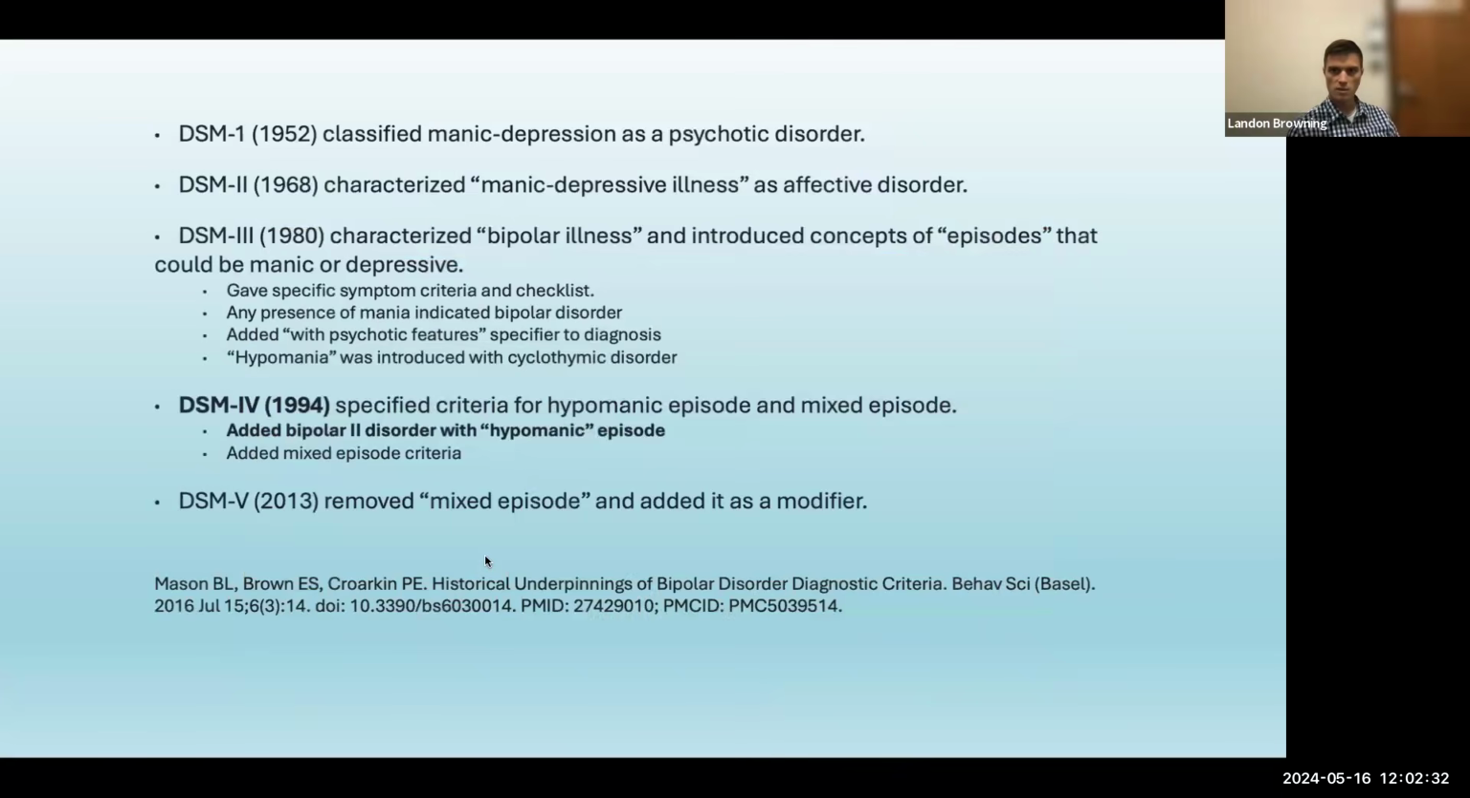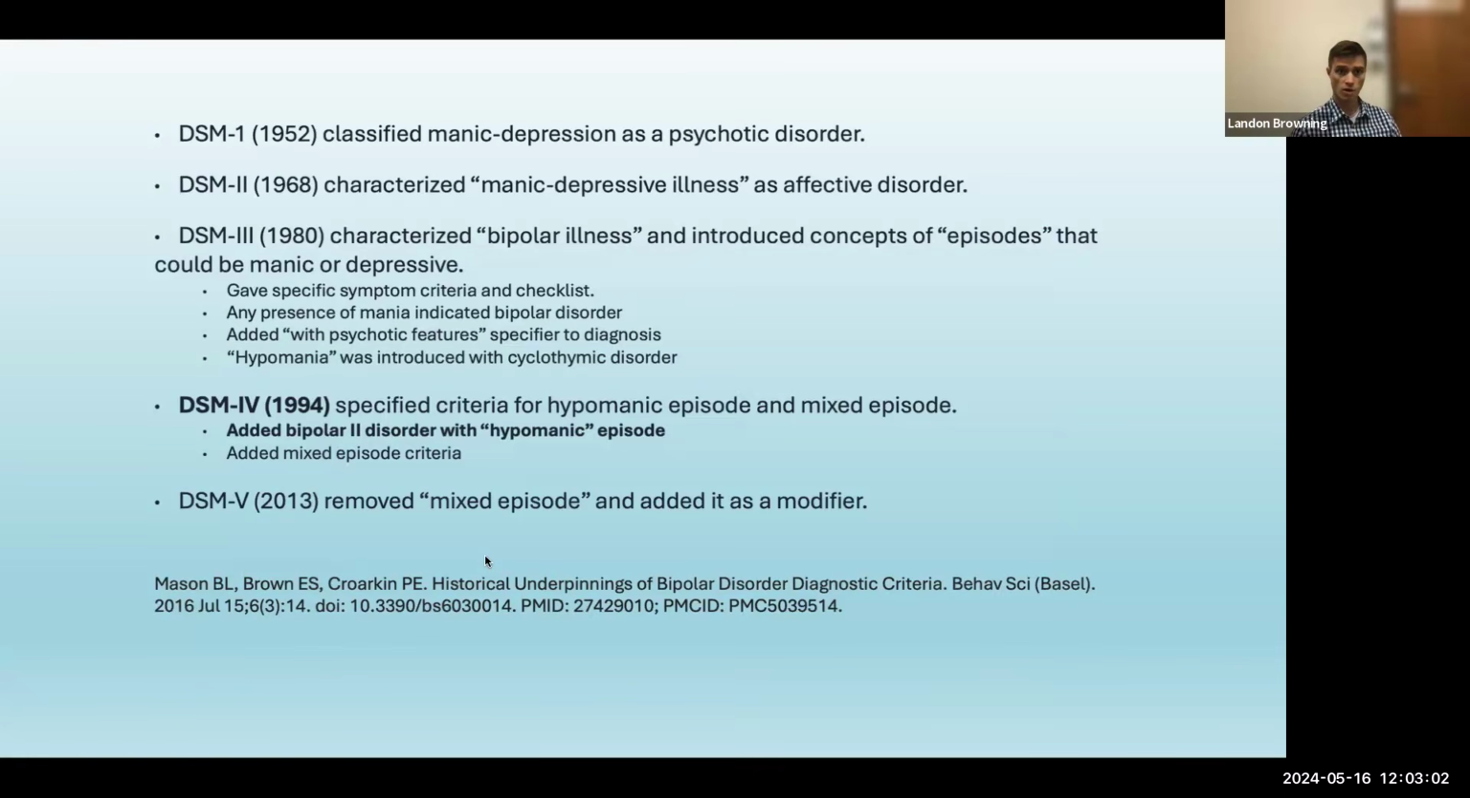Now let's look at how this concept has evolved with American psychiatrists through the evolution of the DSM. So the DSM-1 in 1952 classified it as a psychotic disorder. Then DSM-2 came out in 1968 and characterized it as an affective disorder. DSM-3 in 1980 introduced the concepts of episodes that could be manic or depressive, and it gave a specific symptom criteria and checklist. Had not done that before.